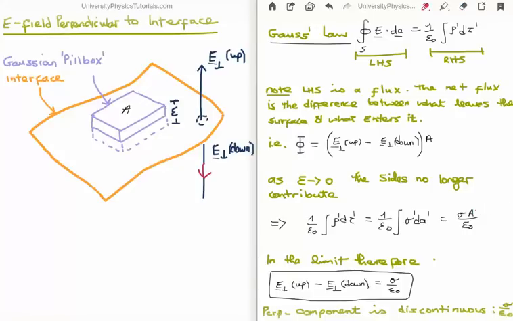So what this means is that the perpendicular component of your electric field is discontinuous at a boundary by an amount sigma over epsilon zero. And this is very important, and it's something which perhaps isn't very intuitive when you're deriving the Fresnel equations, but just go back to your electrostatic boundary conditions and the Fresnel equations just fall out.